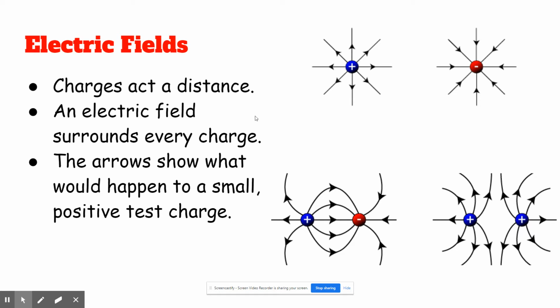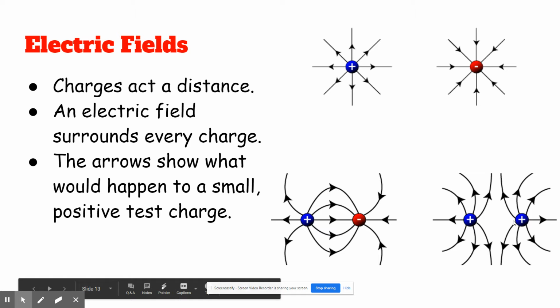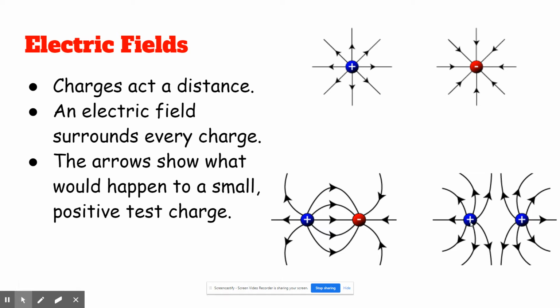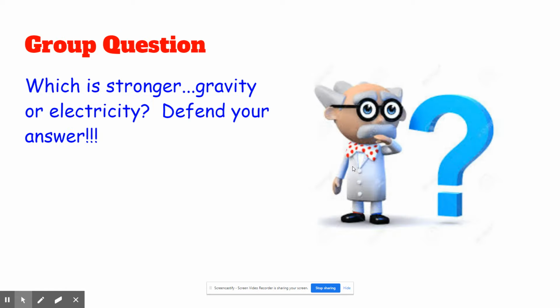Electric fields. Charges act at a distance. An electric field surrounds every charge. The arrow shows what would happen to a small positive test charge. If we put a small positive test charge around this positive proton, it would move away. If we put one around this negative electron, it would move towards it. If we put a positive and negative together, you can see how the electric fields bend. They go out from the positive to the negative, and we can see these field lines right here. If we put two like charges together, their electric fields reflect each other and repel each other.